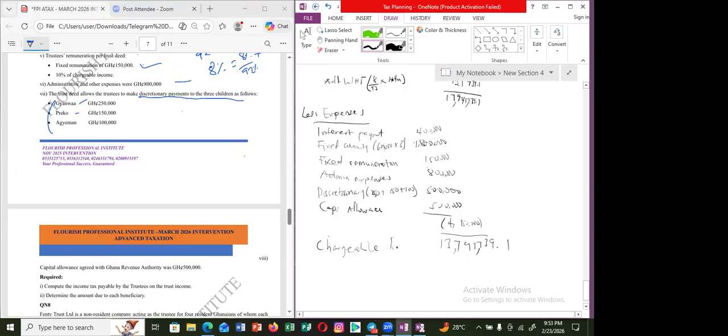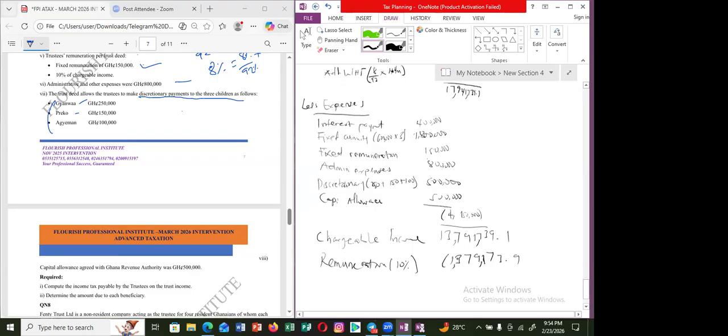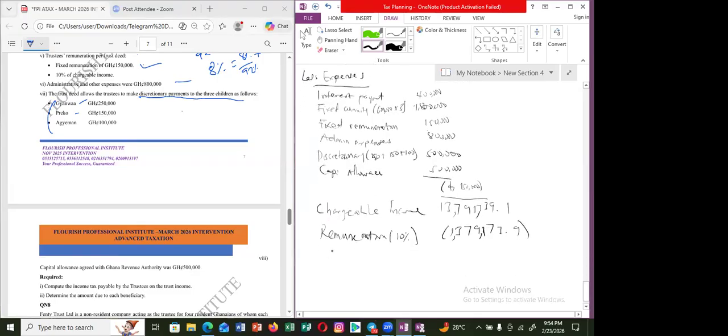And I remember the remuneration, 10% of chargeable income, right? So that remuneration, we have to also less it. It's an allowable expense, which is 10% of this amount. So please, 10% of this, I think that's 1,379,173.9, right? So please give me the difference. That will be the actual chargeable income.